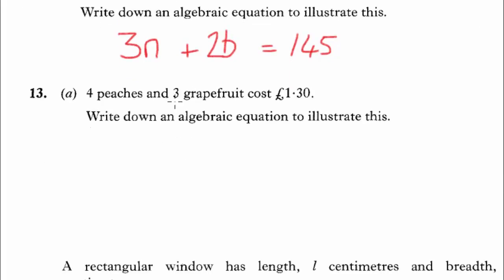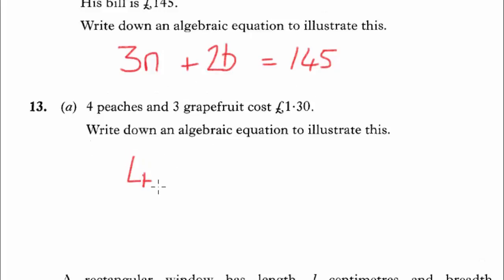We've got 4 peaches and 3 grapefruits cost £1.30, so that would be 4, we've got to say peaches are p, plus 3g equals, and we'll just put it in pence, so that's 130 pence.